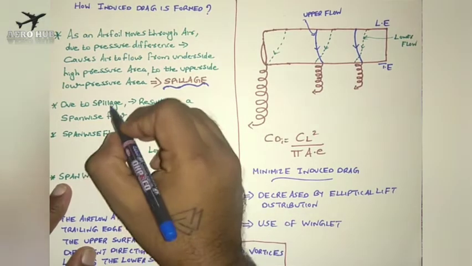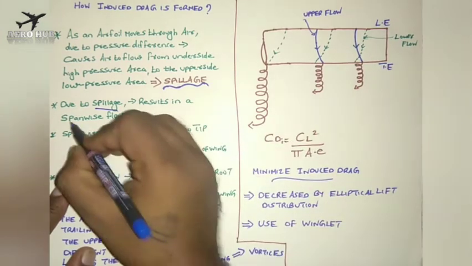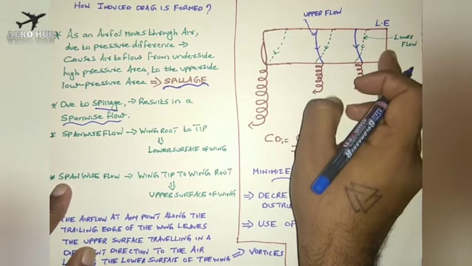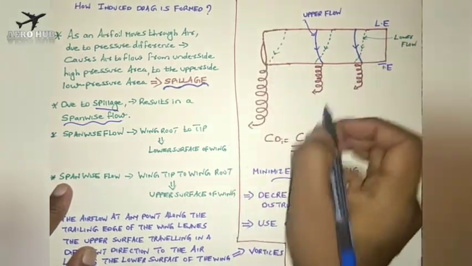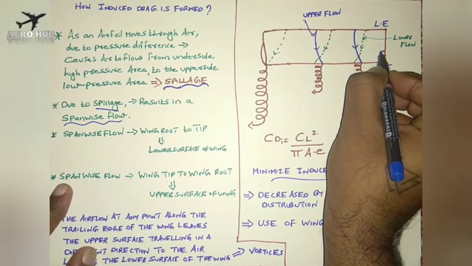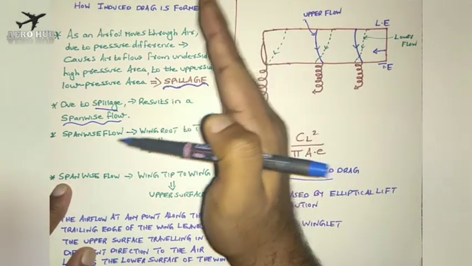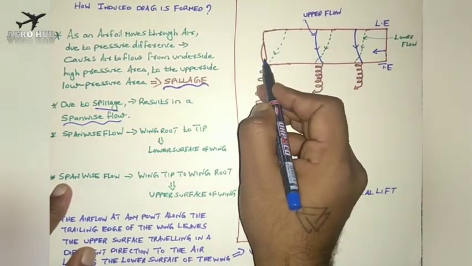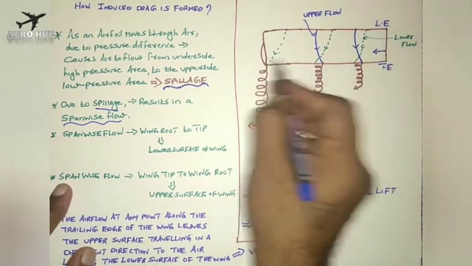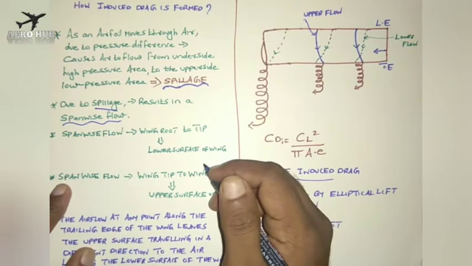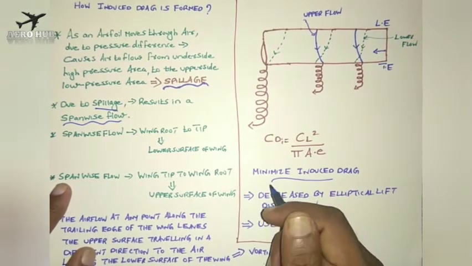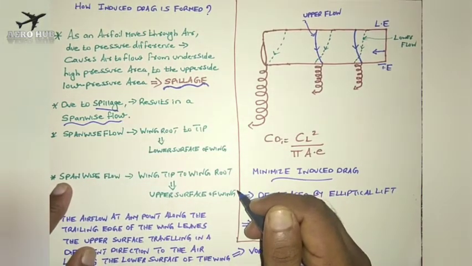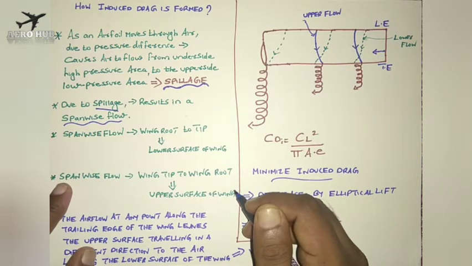This spillage will result in spanwise flow. Very important, spanwise flow. Imagine this is a wing. Spanwise flow is in this direction, either from root to tip or tip to root, in the span direction of the wing. And one of the important factors which creates the vortex drag or induced drag is this spanwise flow.